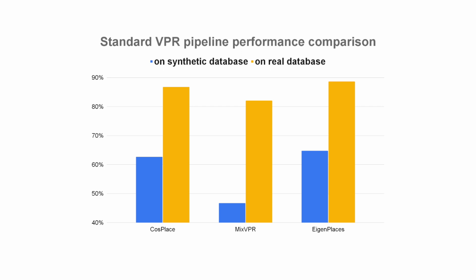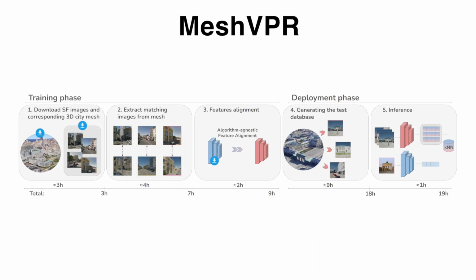Unfortunately, as can be seen in the figure, VPR approaches trained on real images struggle with the domain gap between synthetic and real images. To solve this issue, we present MeshVPR. MeshVPR consists of two phases, the training phase and the deployment phase.